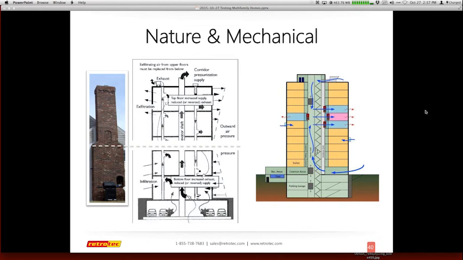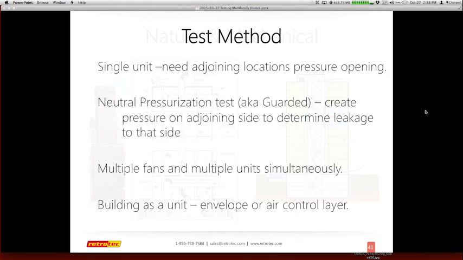So there are several test methods or test protocols you could be following. There's a single unit test. We're mostly going to focus next on the neutral pressurization test, also called the guarded test, where we create pressures on the adjoining structure to determine the leakage to that side. Then I can determine how much of that should be focused on in terms of repairing or correcting it, or if there are issues showing that this unit itself has so much leakage, because I don't get to count the units to the side. Multiple fans and multiple units simultaneously is a whole other concept, and the building as a unit, as I mentioned, is something some people may be doing.